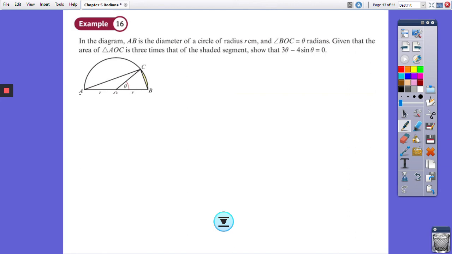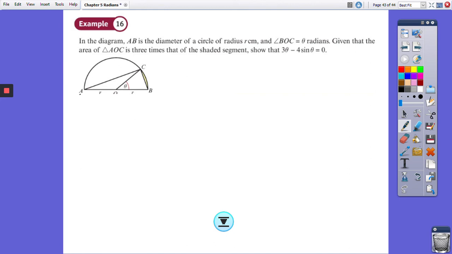Well, what we're going to do is work out both of those areas and then come up with this weird equation where you've got 3 theta minus 4 sine theta equal to 0. So we've got to prove this result. Now, how are we going to do it?